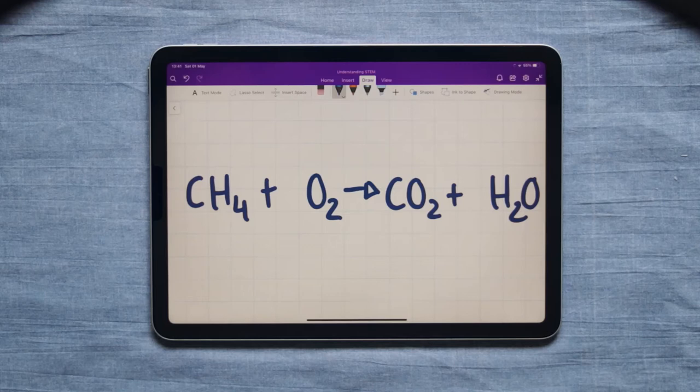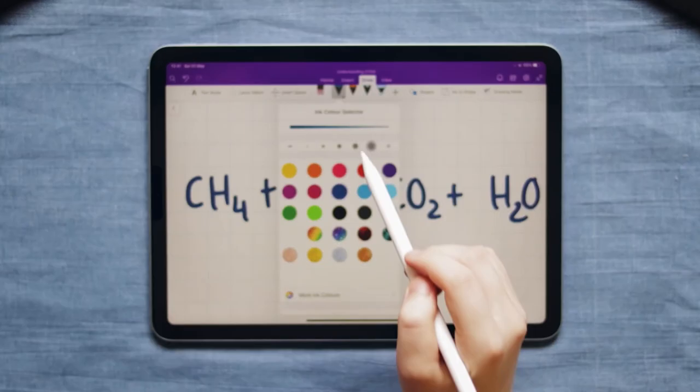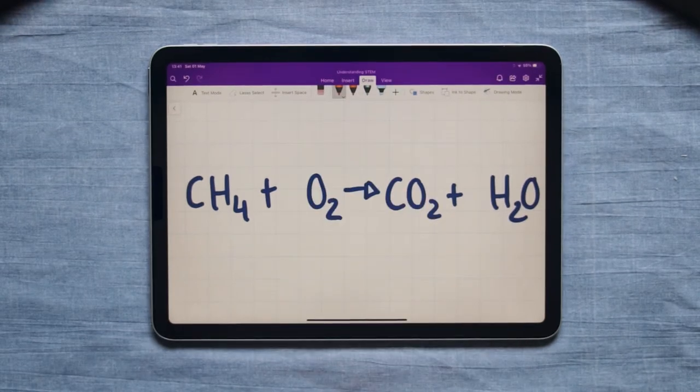When we have any chemical reaction, like for example the combustion of methane, we have to ensure that it is balanced. Now, what do I mean by that? Let's count how many of each element there is.